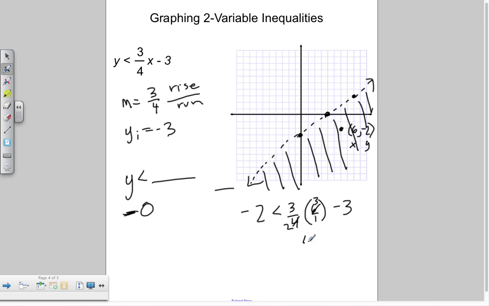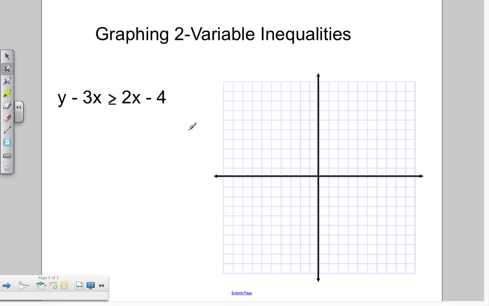Is 9/2. That's 4.5. Minus 3. What's 4.5 minus 3? 1.5. Is 1.5 bigger than -2, or is -2 smaller than 1.5? It is. So I know I got this right. All right. Let's try another one.